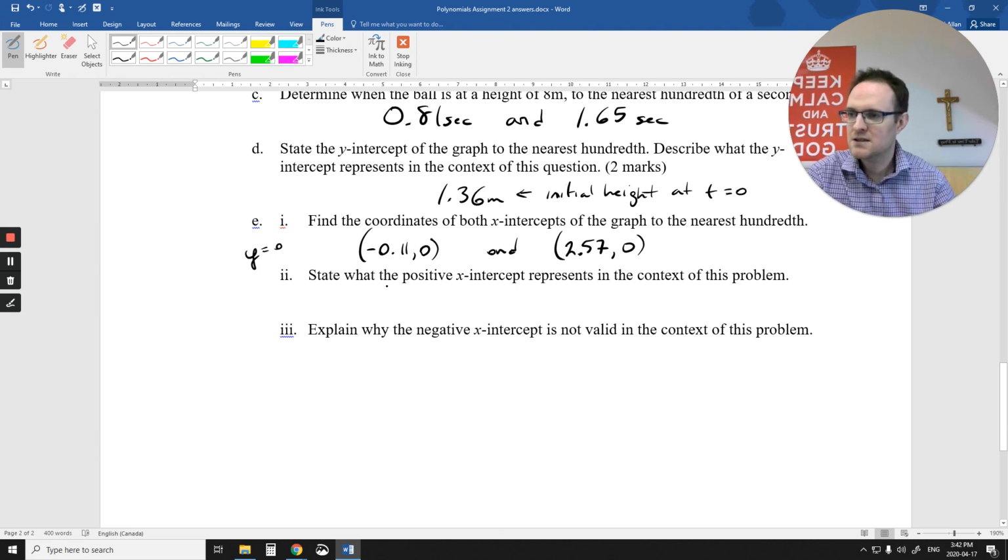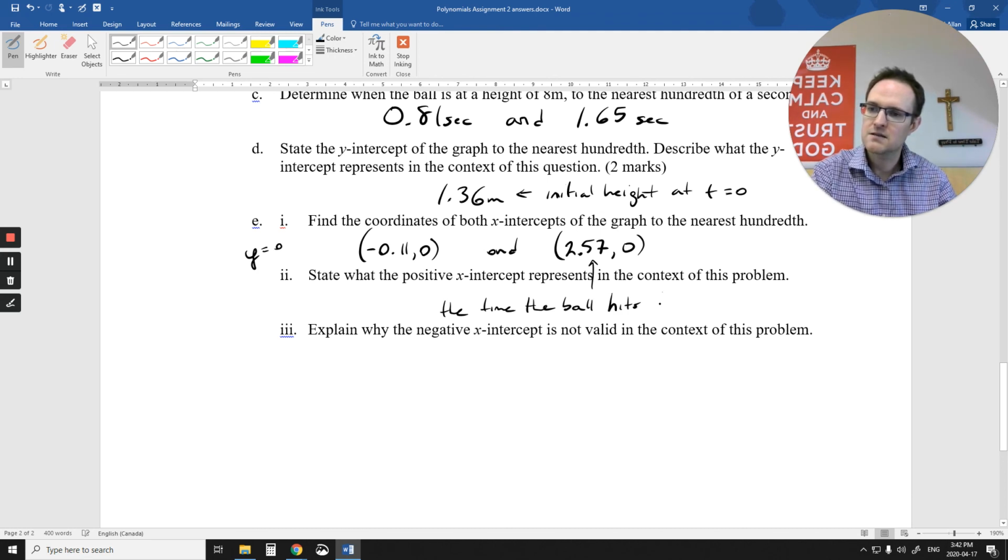State what the positive answer represents. The positive answer is this one. It represents the time, because remember your x is your time, that the ball hits the ground. Because h, this is my height, my height is 0. So y is equal to 0, h is equal to 0.